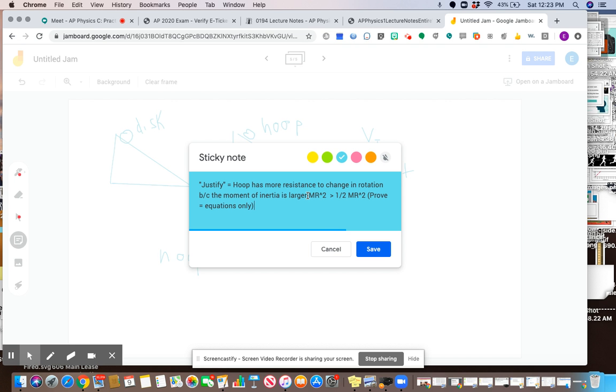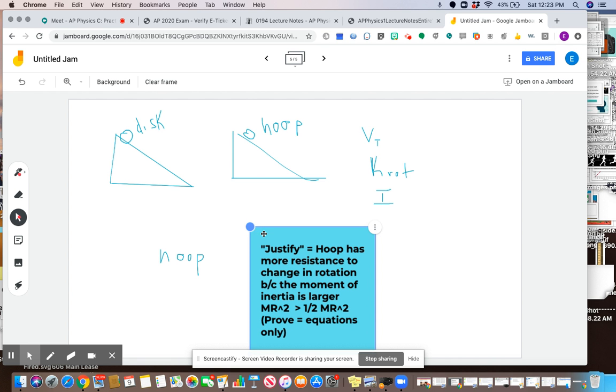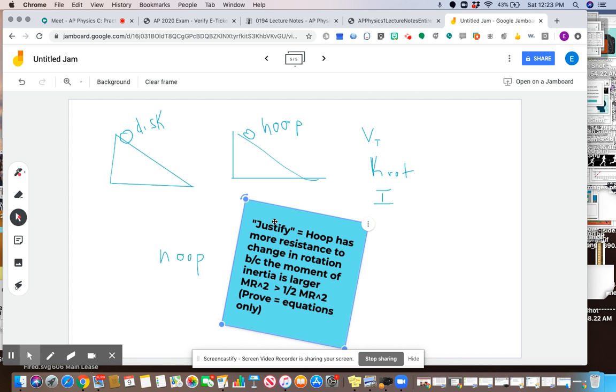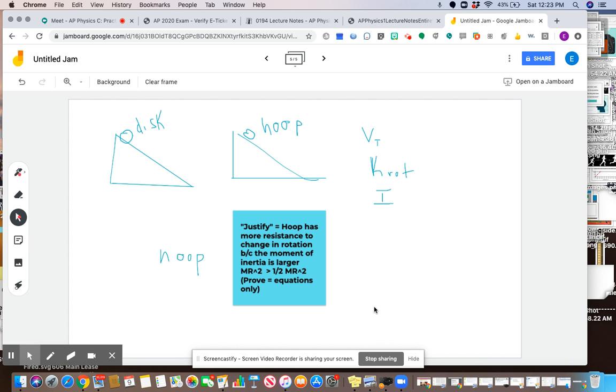Because in the example, he barely used any equations, and it was just all words, and I don't think I would have been able to do that. Yeah, you're not expected to do that, especially because that's not how the previous tests have gone. You can use equations to justify for AP C.